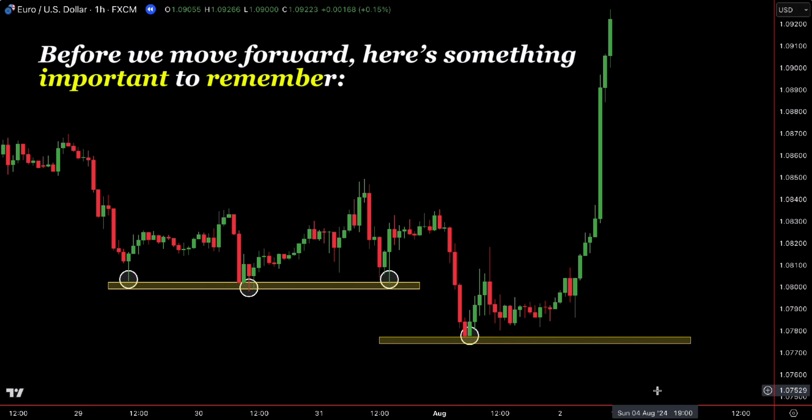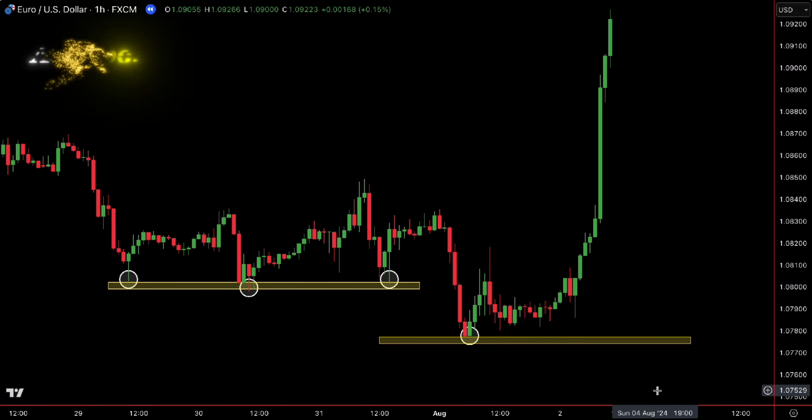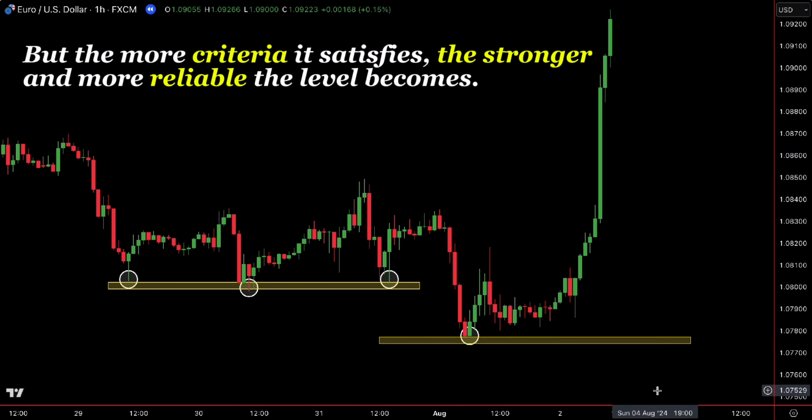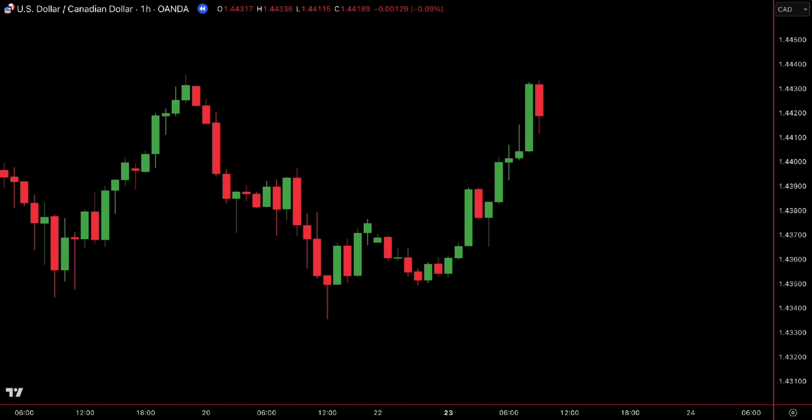Before we move forward, here's something important to remember. A support or resistance level doesn't need to meet all 6 criteria to be valid, but the more criteria it satisfies, the stronger and more reliable the level becomes. Now let's jump into the charts and break everything down step by step so you can see how each trait actually appears in real market conditions.